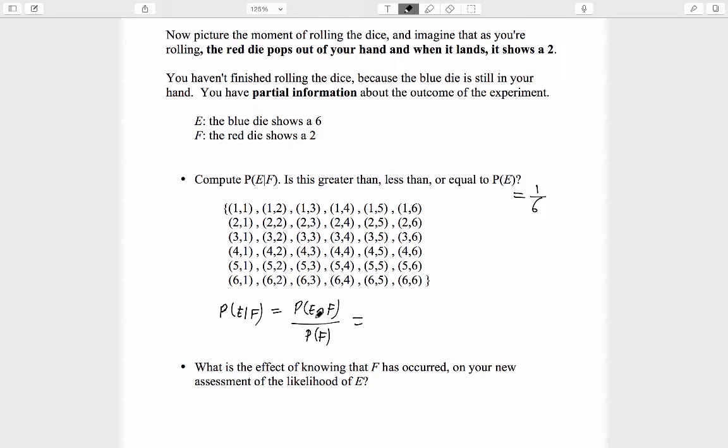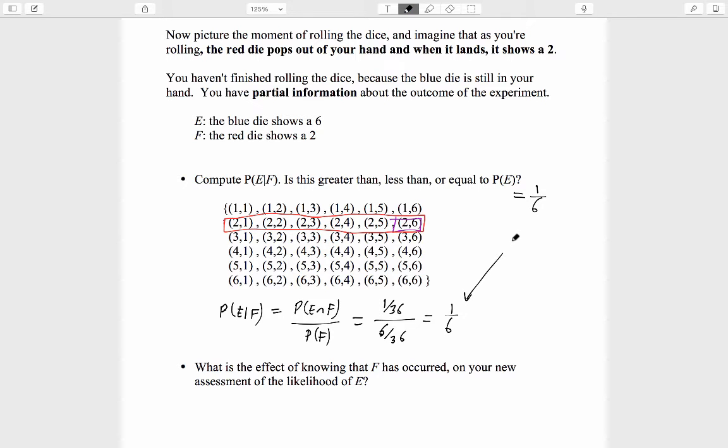E intersect F, the event that the blue die shows a 6 and the red die shows a 2, consists of this outcome and this outcome only. That's 1 out of 36 divided by 6 out of 36, which is 1/6. Another way to look at this is that the event F consists just of these 6 outcomes. When we zoom in just on those 6 outcomes and ask how many outcomes are in E intersect F as a fraction of all of F, well, it's 1 out of these 6. So this 1/6 makes sense.